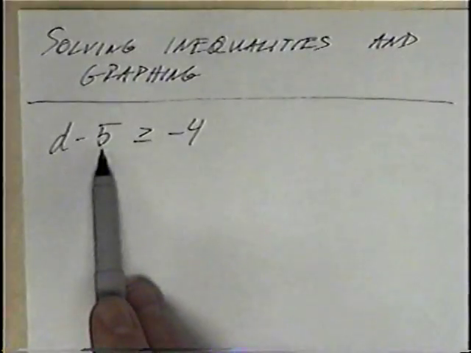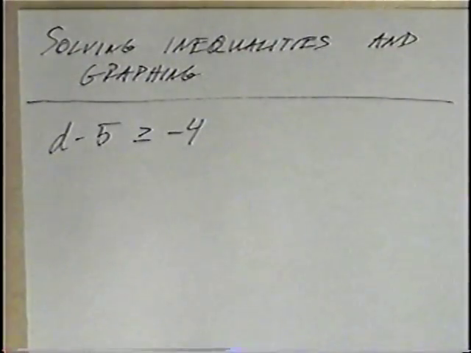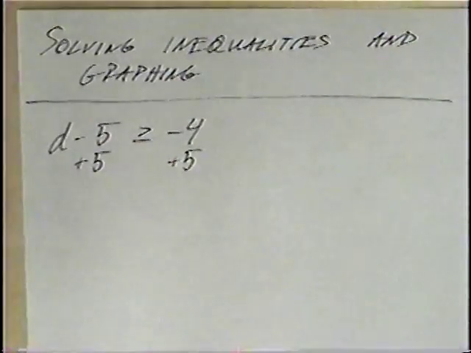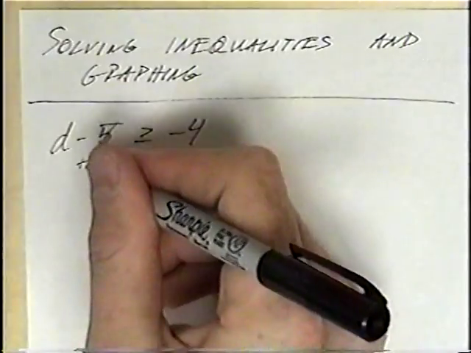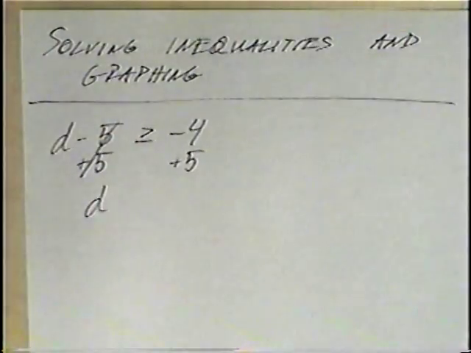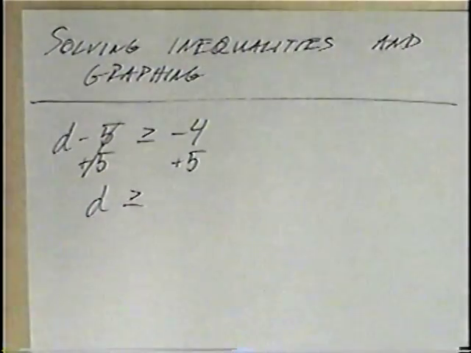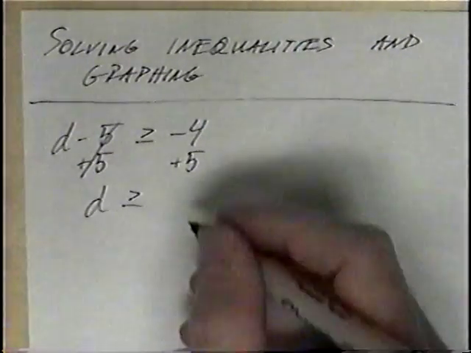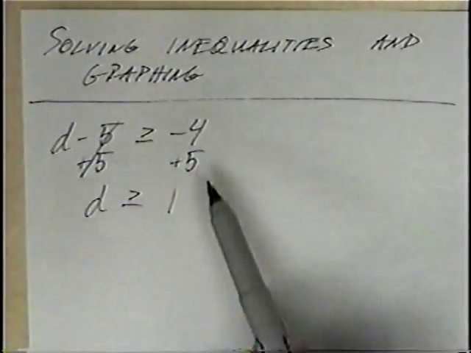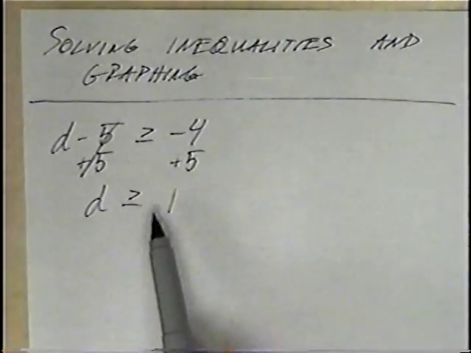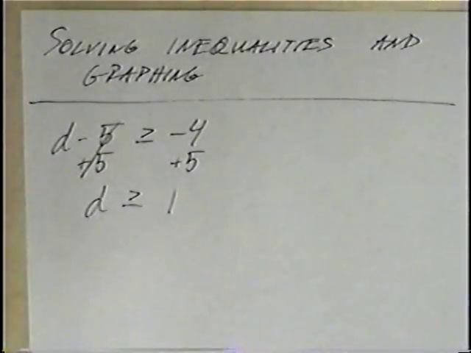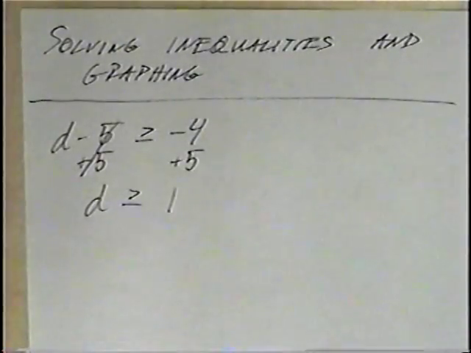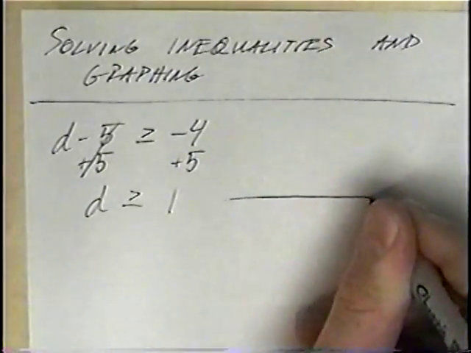To get d by itself, we have to get rid of this minus 5. The opposite of minus 5 is adding 5, which we'll do to both sides of the inequality. Negative 5 and positive 5 would cancel out, and you'll be left with d is greater than or equal to negative 4 plus 5, which would be positive 1. Different signs will subtract, and the bigger number keeps the positive sign. Our answer to the inequality, d greater than or equal to positive 1, and last step we can graph.